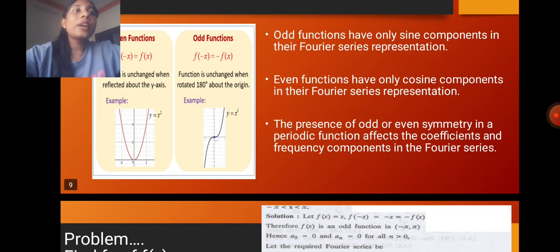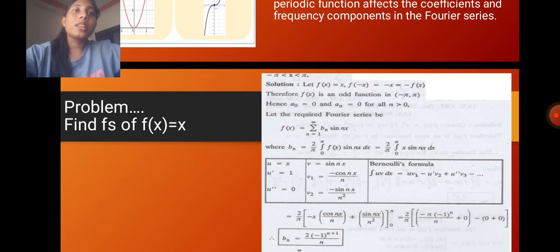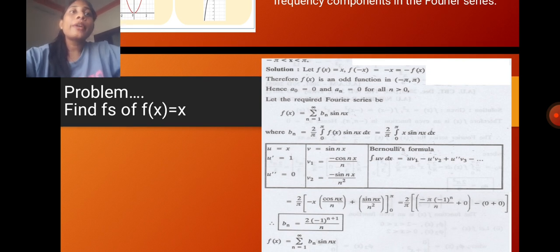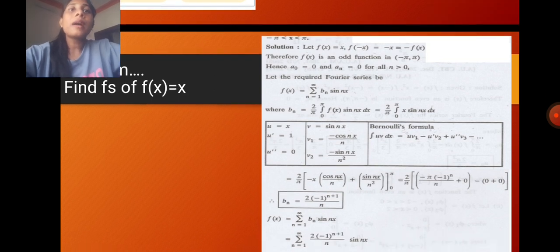The presence of odd and even symmetry in a periodic function affects the coefficients and the components in the Fourier series. Now let's look at a small example regarding this: finding the Fourier series of f of x equals x.